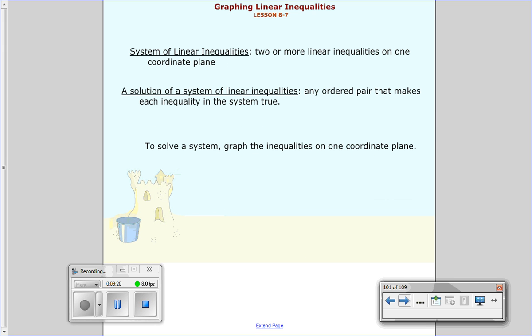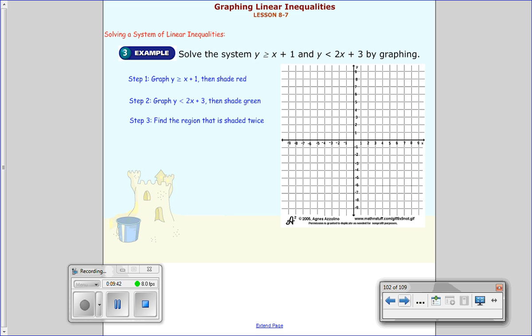Now we're going to talk about systems. Again, that's when we have 2 or more linear inequalities on the same coordinate plane. The solution is the region that makes both of them true. This time you're going to have a couple different colors working together in order to solve these. How you solve them is how we've been solving all of them, just graphing them. We're going to go through this real quick, and then I'm going to have you do one on your own, and we're going to be done for the night.